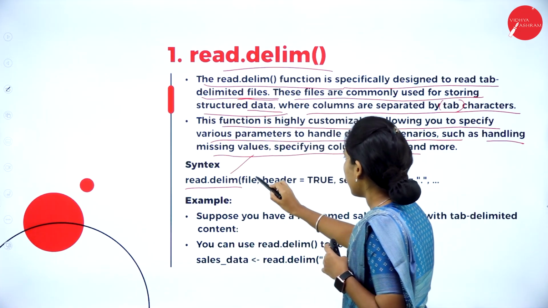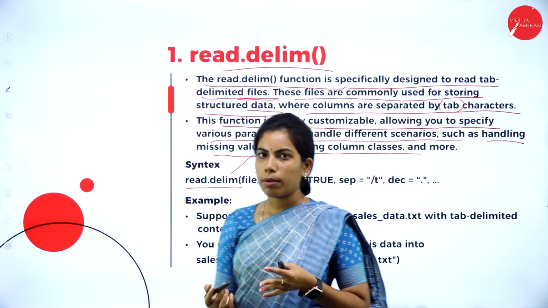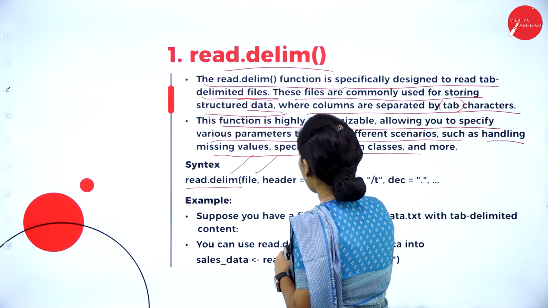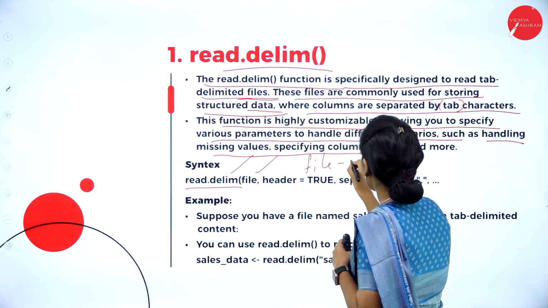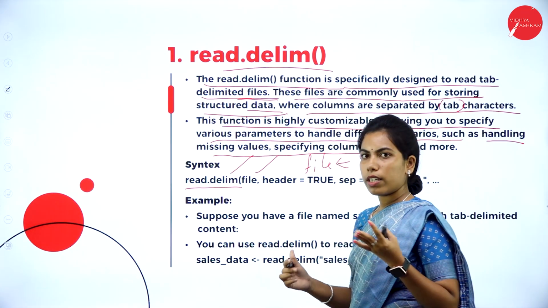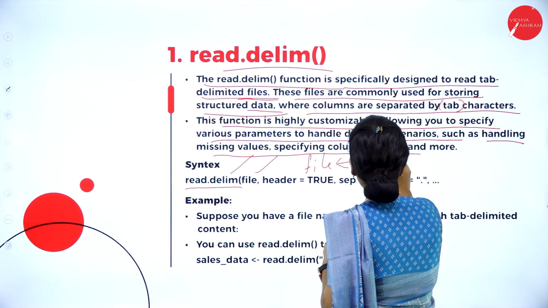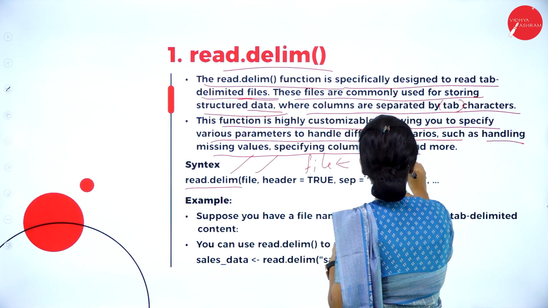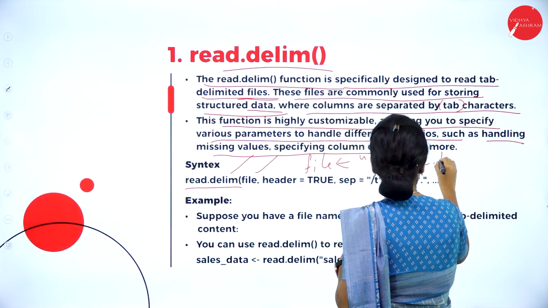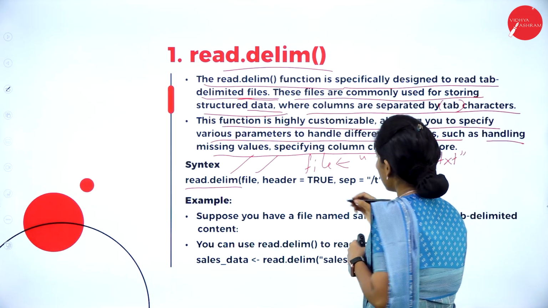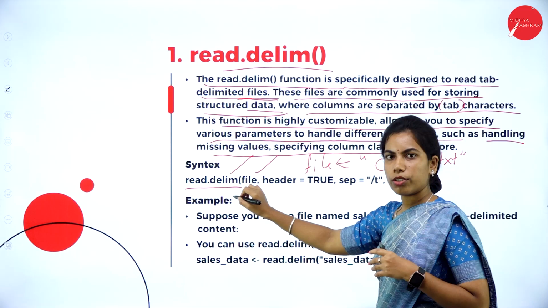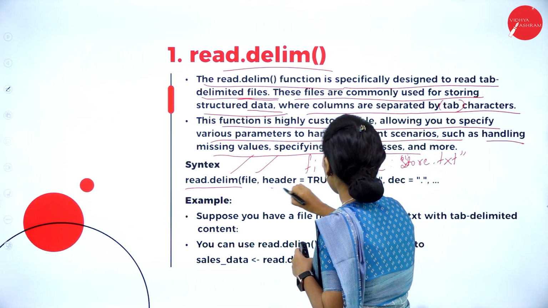So that's why we have to pass file. File is nothing but we have to declare the file before itself while calling read.delim. So file is nothing but, if a file is stored in your C drive, for example, the data will be stored like store.txt. This is your file. So this file will be accessed as a parameter into the read.delim, and also header is true.